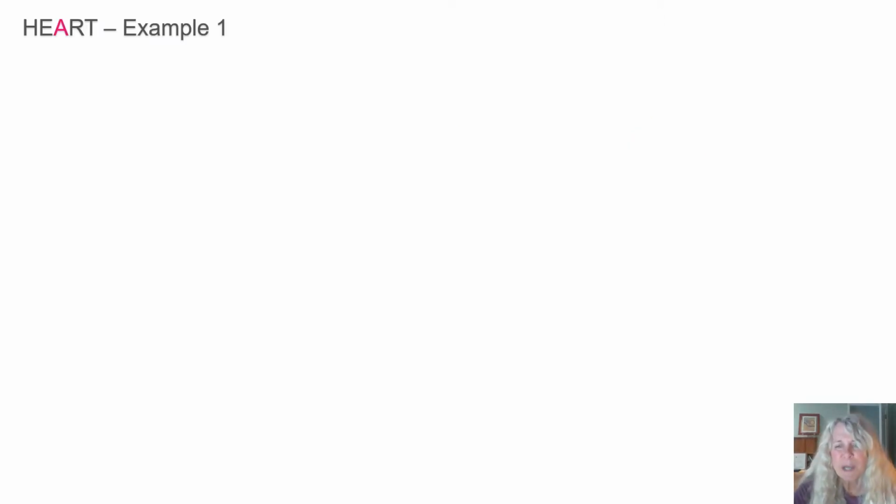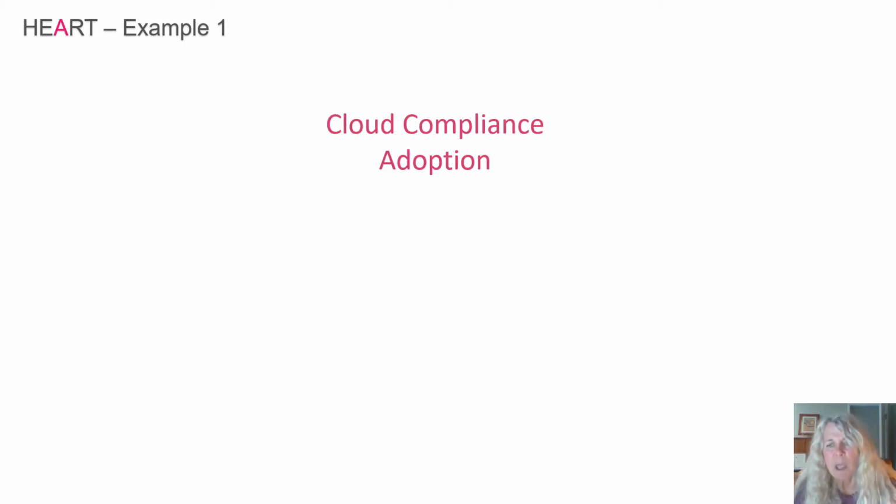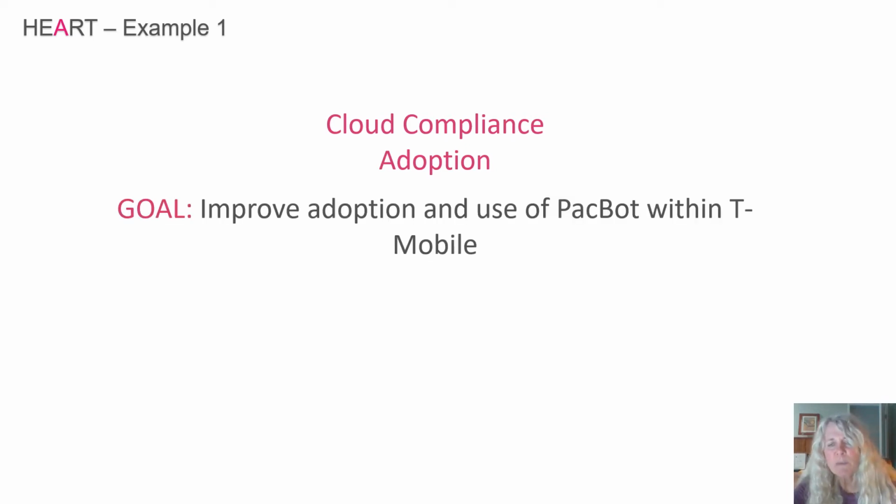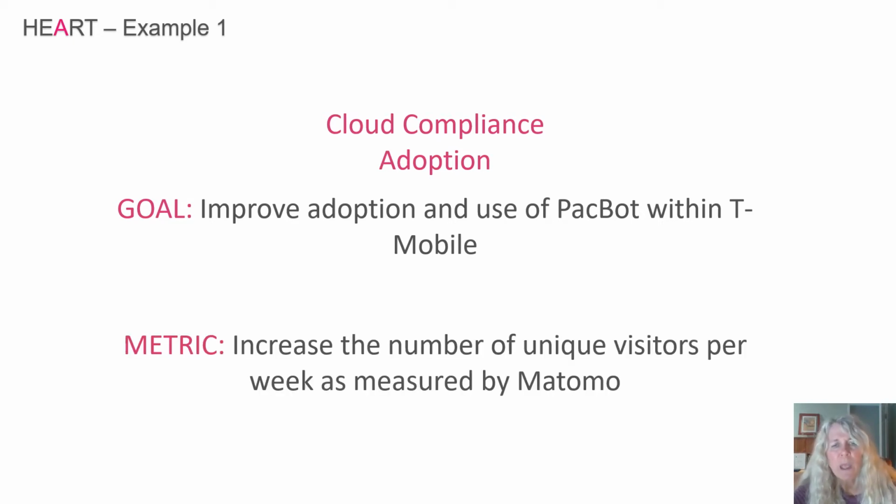So the first team that I'm going to use is one of the examples that we used in the workshop, and that is the compliance team. And we're going to talk about one of their adoption metrics. The adoption metric is to improve adoption and use of PackBot within T-Mobile. Sounds pretty straightforward, and it's really good, remember, to have straightforward metrics. And then the way that they're going to measure that is they want to see increasing numbers of unique visitors per week, and then they're instrumenting with Matomo. So that's their goal and their metric, and they map really well together.